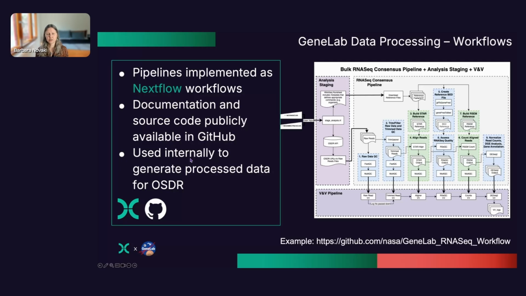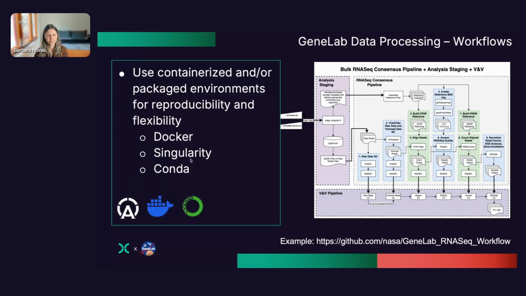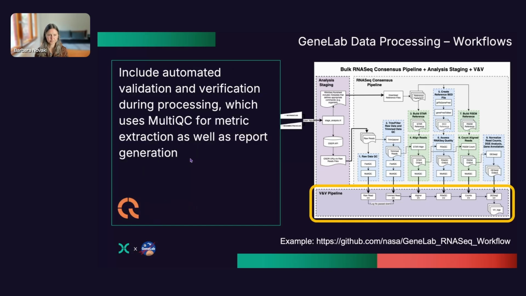We use these workflows internally to generate processed data that we host in OSDR. All of our workflows use containerized and/or packaged environments for reproducibility and flexibility. So every single workflow we have, we run internally using Singularity, but our workflows are also able to work with Docker out of the box. And many of our workflows are also able to work with Conda environments instead to provide the greatest flexibility for people who want to use our workflows themselves. So that validation and verification pipeline that I mentioned before, represented at the bottom of this workflow diagram, uses MultiQC for metric extraction as well as report generation.